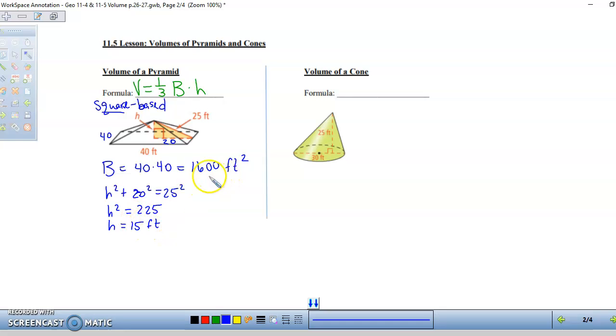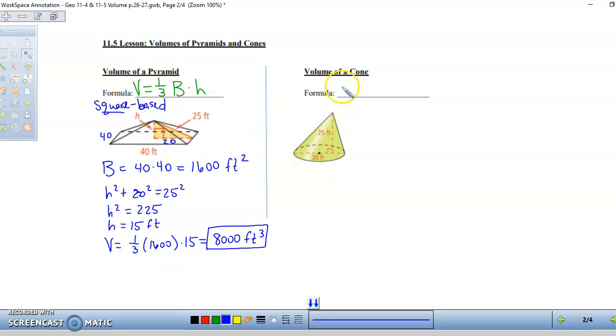So now I have the height, I have the base area, so my volume is 1/3 the base area times that perpendicular height. Okay, you can just throw that into a calculator. You can do 1,600 times 15 divided by 3, or you can do 1/3 times 1,600 times 15, but you should get 8,000 feet cubed. So it's exactly the same logic, base area times height. You just divide by 3 when it's a pyramid.